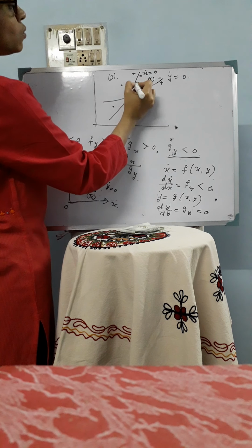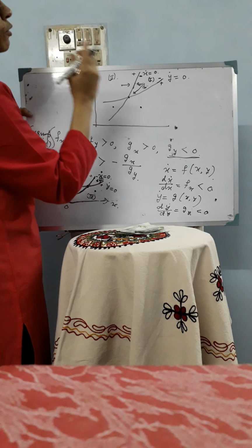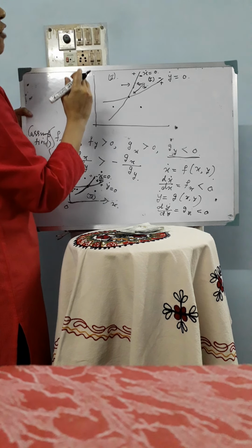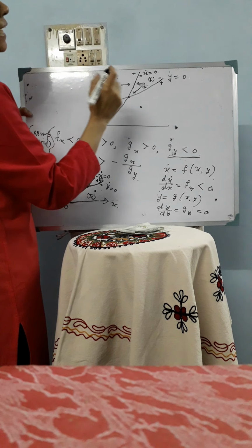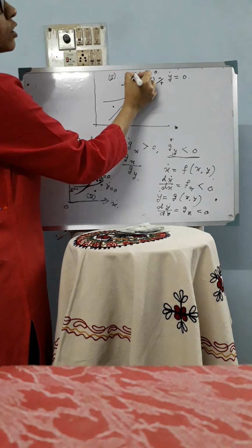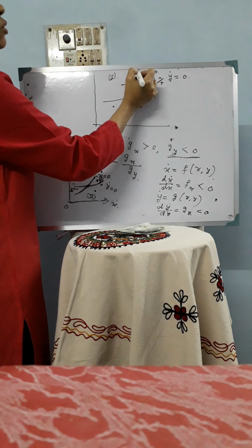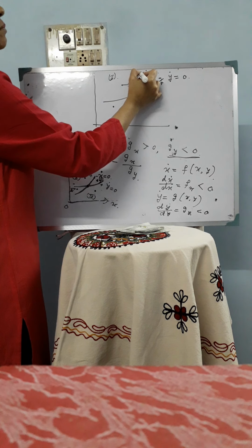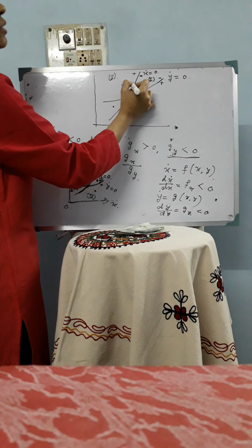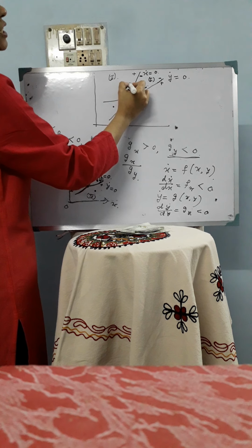In region 2, x will increase from left to right. Now if x increases from left to right, then the value of x dot will decline, because here the value of x dot is positive. So for x dot to become 0, x should increase. So in that case, x dot will decline from positive value to 0 value. So x should increase from left to right.